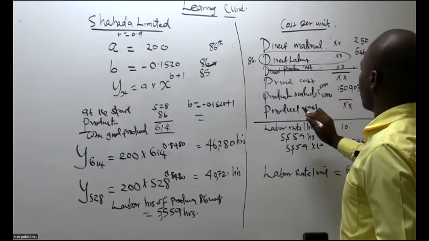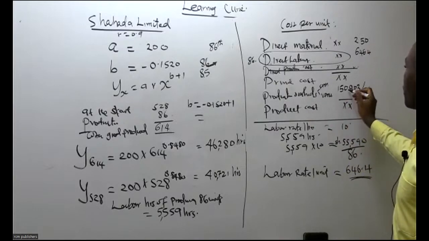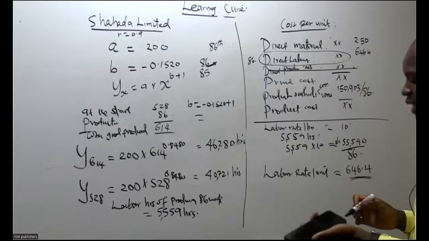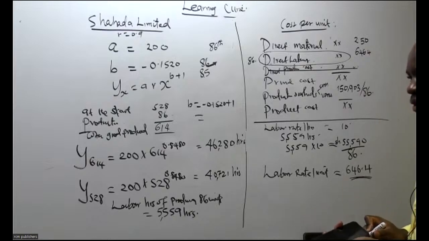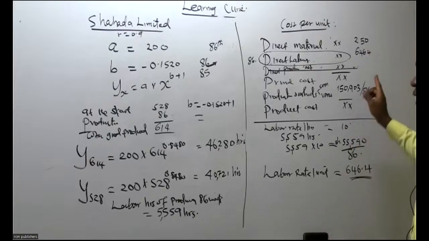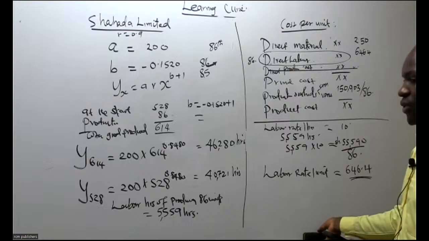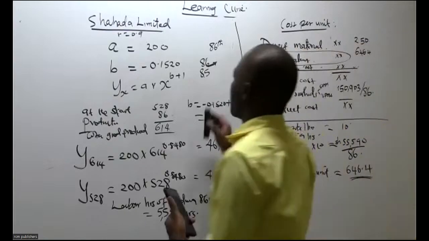How about this, you are to give me this: 15903 divided by 86. 15903 divided by 86 for us to get production overheads. How much will we have?